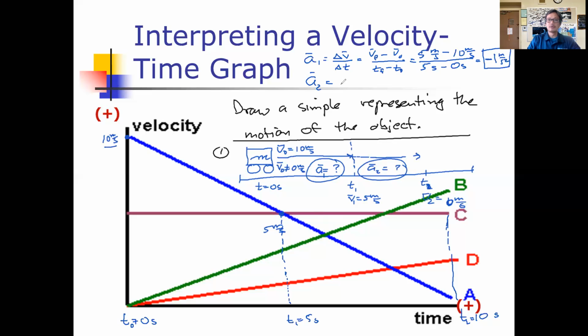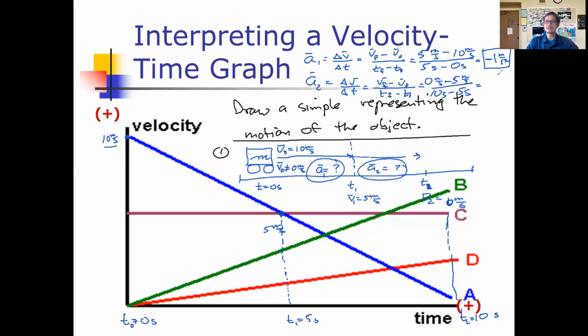Real quick then, for the second acceleration time interval, let's work this one out: delta v over delta t. This is going to be v final minus v initial all over t final minus t initial. Plugging in our numbers, it's going to be 0 meters per second minus 5 meters per second, sorry, t initial at this point is 5 seconds, so over 10 seconds minus 5 seconds.